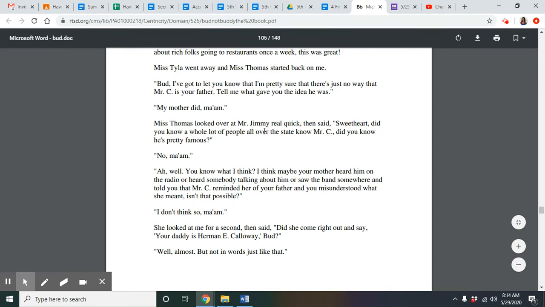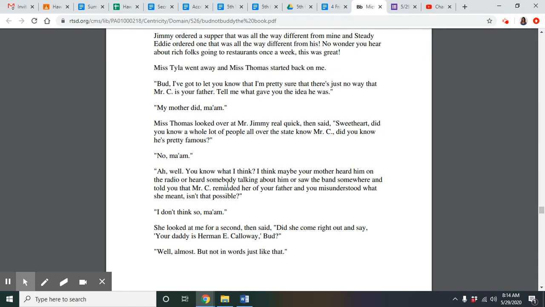Miss Thomas looked over at Mr. Jimmy real quick, then said, "Sweetheart, do you know a whole lot of people all over the state know Mr. C? Do you know he's pretty famous?" "No, ma'am." "Oh, well, you know what I think? I think maybe your mother heard him on the radio or heard somebody talking about him or saw the band somewhere or told you that Mr. C reminded her of your father and you misunderstood what she meant.